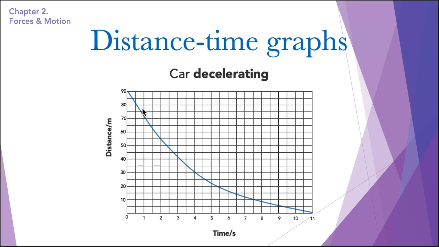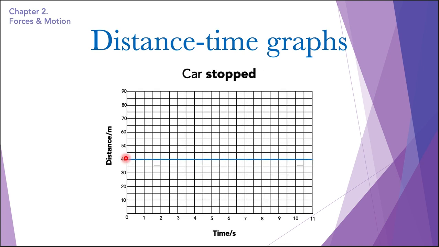Then we have the car decelerating, and this is also not a steady speed. Of course, if a car is decelerating, its speed is changing. So it also has a curvy graph. Then we have the car stopped. This is when the distance remains the same but the time increases. So the time is passing by but the distance isn't changing at all. So this means that the car has stopped. It is not moving at all.